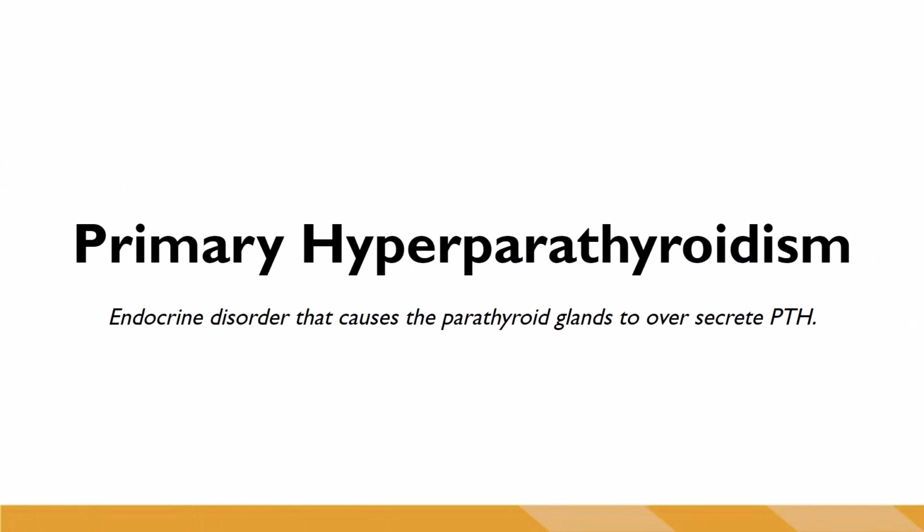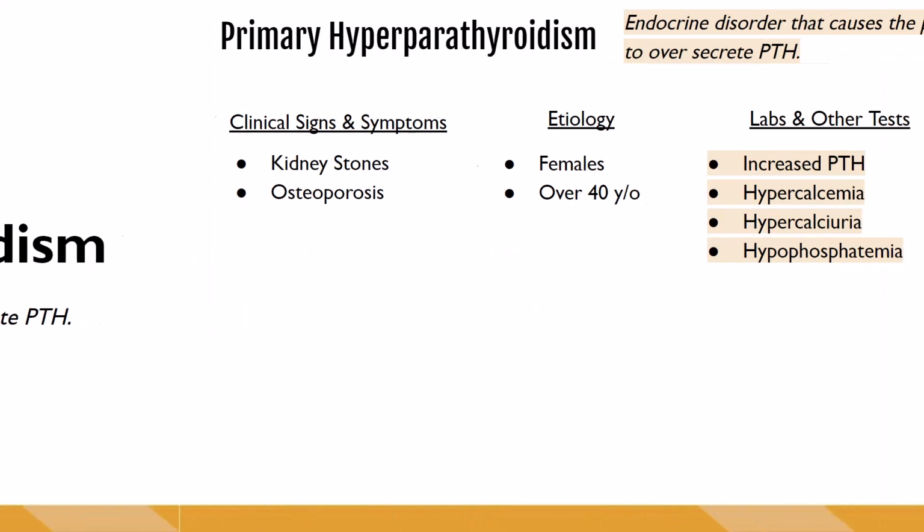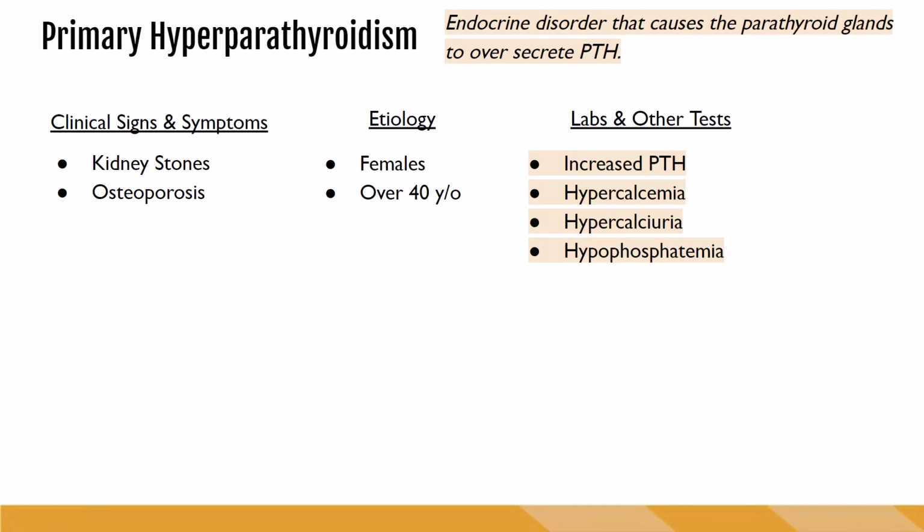So we're going to start with something called primary hyperparathyroidism. And this is an endocrine disorder that causes the parathyroid glands to over-secrete PTH, or parathyroid hormone. Now this is going to be something that's going to be diagnosed by labs. So a blood draw will be done, and they'll see that there is an increase in PTH. But along with that, because of how PTH works, we're also going to see hypercalcemia, which is excessive calcium in the blood. We're going to see hypercalciuria, which is excessive calcium in the urine, and hypophosphatemia, which is low phosphorus.